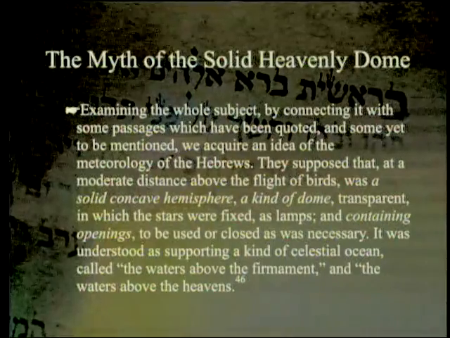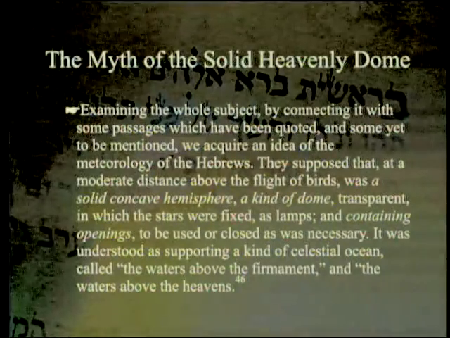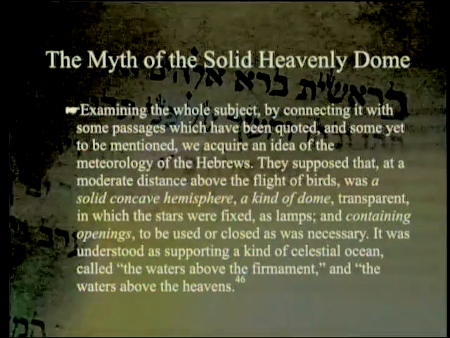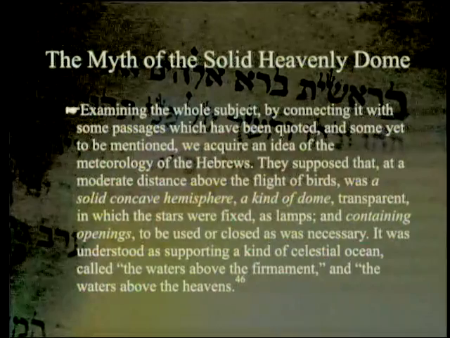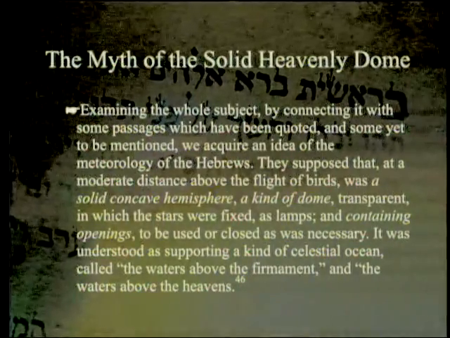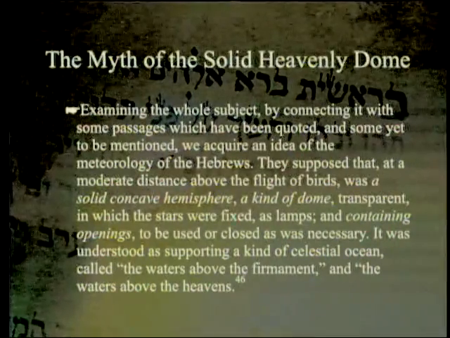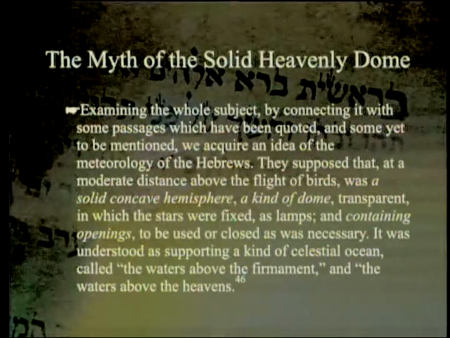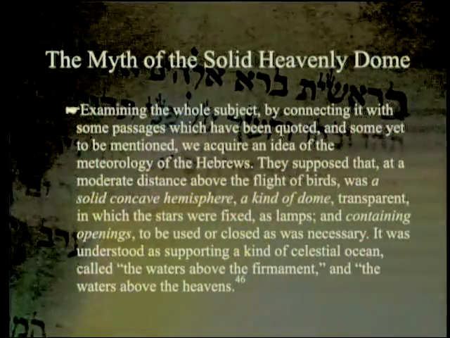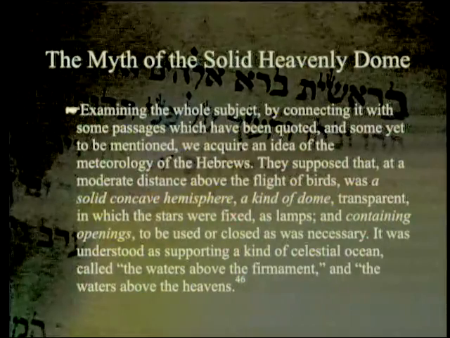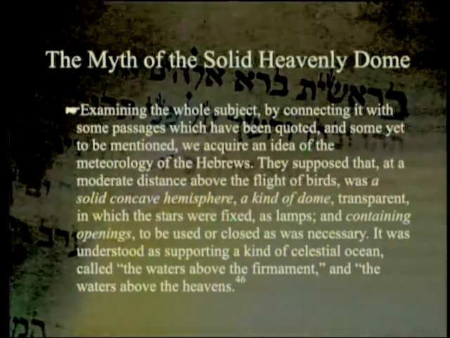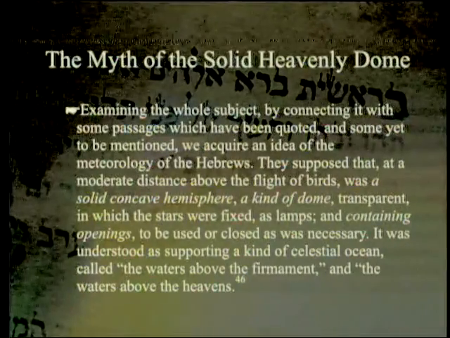This is a quote. Examining the whole subject by connecting it with some passages which have been quoted and some yet to be mentioned, we acquire the idea of the meteorology of the Hebrews. They supposed that, at a moderate distance above the flight of birds, was a soft, solid concave hemisphere, a kind of dome, transparent, in which the stars were fixed as lamps, and containing openings to be used or closed as was necessary. It was understood as supporting a kind of celestial ocean called the waters above the firmaments and the waters above the heavens.